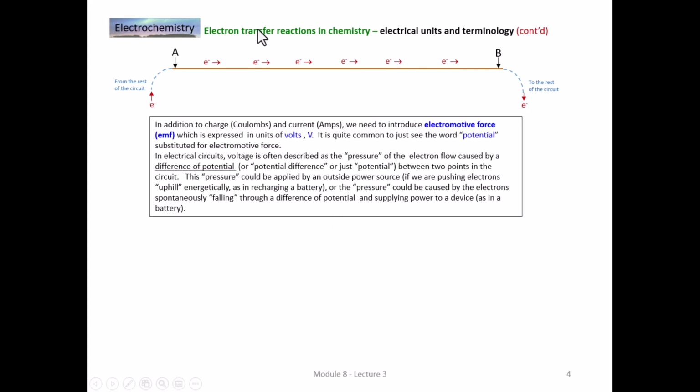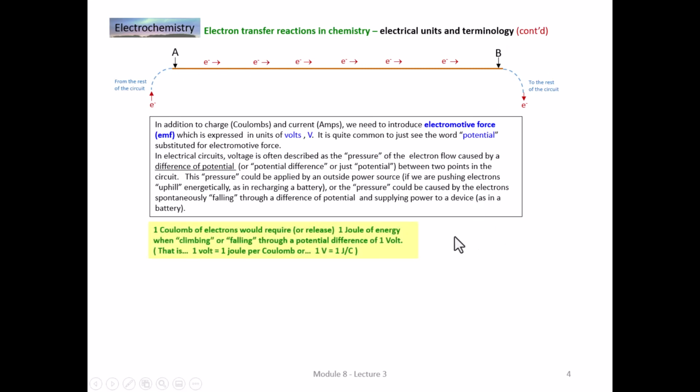Now in my diagram here, I don't have these flowing uphill or downhill. Wires don't have to be uphill or downhill for electrons to flow in one direction or another. That would be silly. But the point here is that electrons will flow from A to B if either they're pushed by, for example, hooking this up to a battery and pushing them through, or if they're falling from a state of higher energy to a state of lower energy, in other words, through a potential difference.